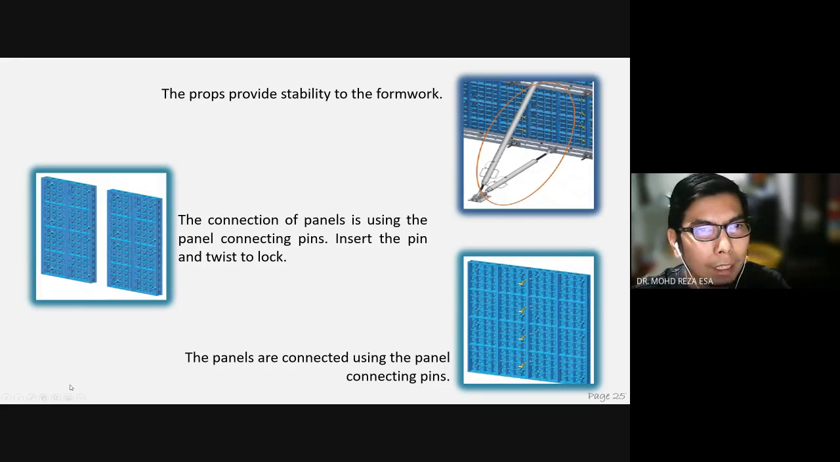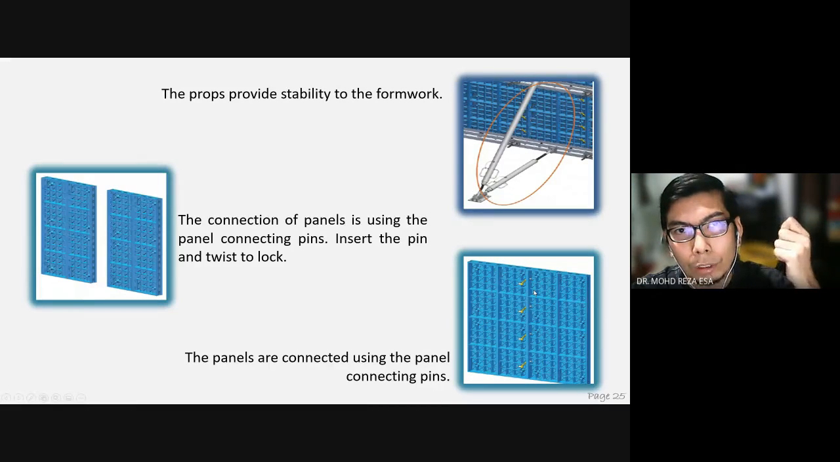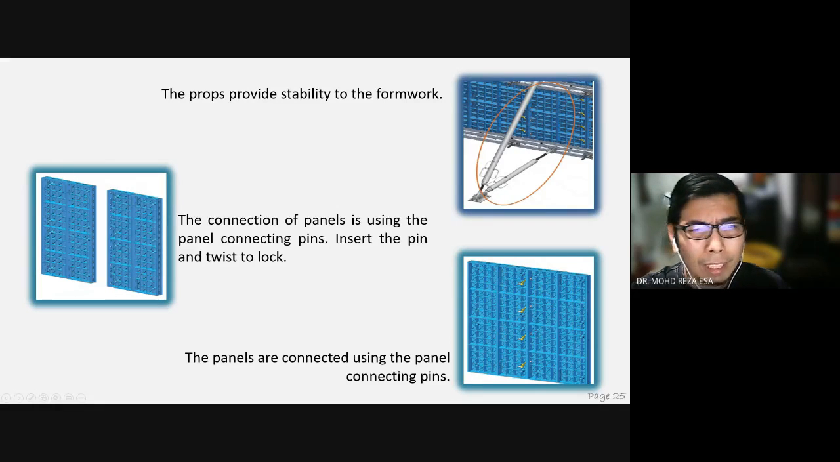Okay, so nanti, and for plastic formwork ni I think ada video juga dalam YouVision, nanti boleh tengok. Okay, the panels are connected using the panel connecting pins. Okay, so dia tak pakai tie rod. Okay, kalau tadi macam steel formwork system, aluminium formwork, dia panggil tie rod. Okay, screw tu, kita screwkan dia dan kita tie. Tapi untuk plastik formwork ni kita pakai connecting pin.